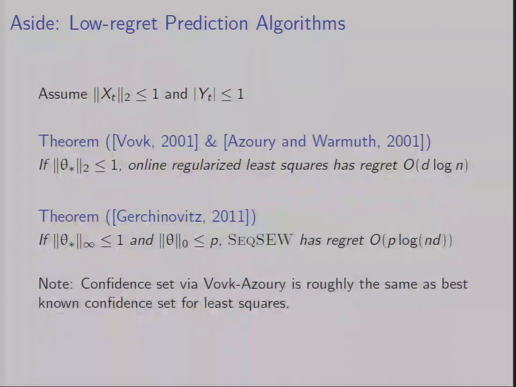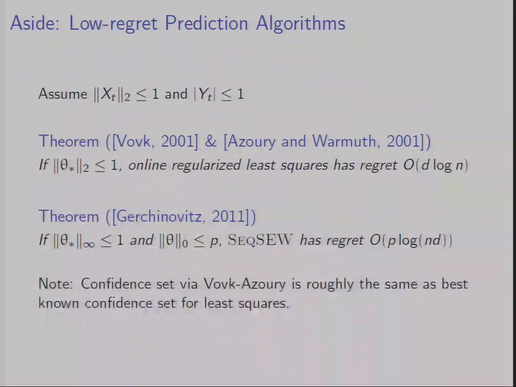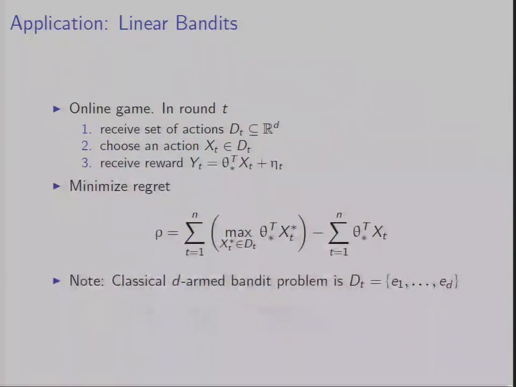As a side note, if you just want to derive the usual confidence set for least squares, you can essentially take this theorem about online least squares, use our conversion, and you will get an ellipsoid that's roughly comparable to the best ellipsoid that you can get by other methods. All right, so this is how you construct these confidence sets. And now, what do we do with them?